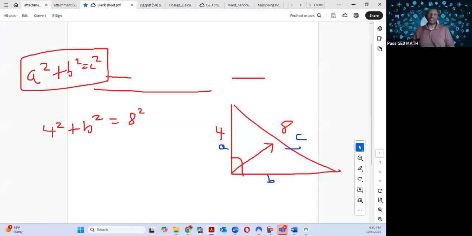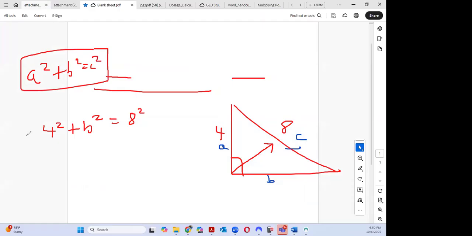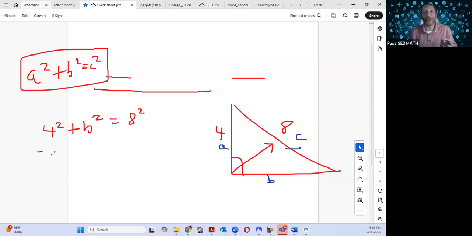In order to get B squared all by itself, what do I need to get rid of? Subtract. Subtract what? A squared, 4 squared. Subtract from what? 8 squared. We're not subtracting 4, we're subtracting 4 squared.